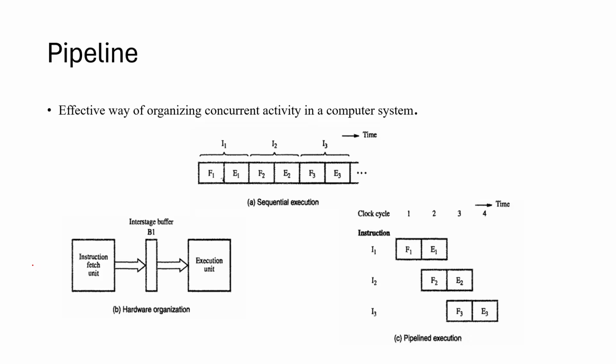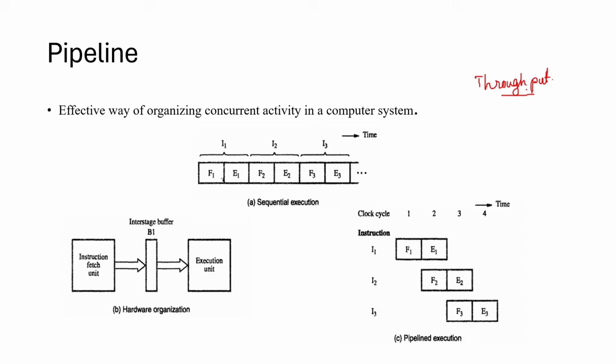If you go for sequential execution, for example, if we are able to execute 10 instructions per unit time, but if you are using concurrent activity, we may execute 20 instructions per unit time. So the throughput has been increased by using the concurrent activity.